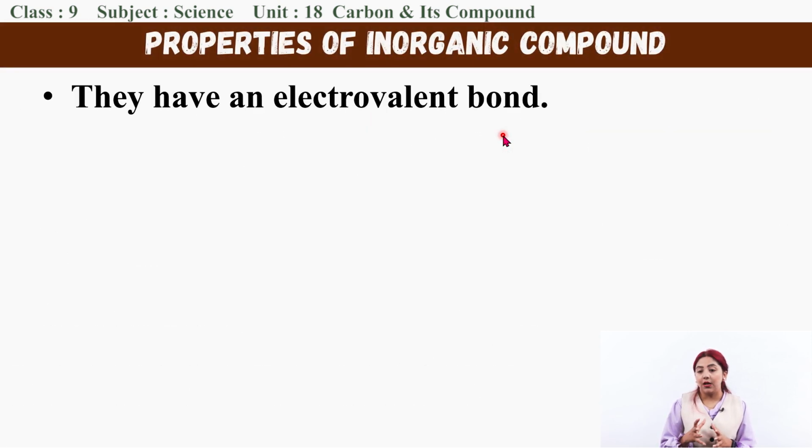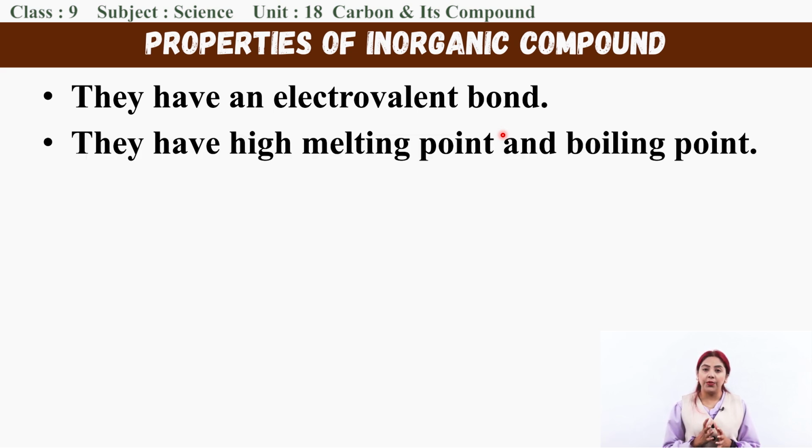That's why inorganic compounds have an electrovalent bond. That is, the compound is formed by the transfer of electrons between the atoms of the elements. Now, another property of inorganic compounds is that they have high melting and boiling points. Electrovalent, also known as ionic bond, is a very strong bond. So a large amount of thermal energy is required to break this bond so that the compound can melt or boil. That's why the melting as well as boiling point of inorganic compounds is high.